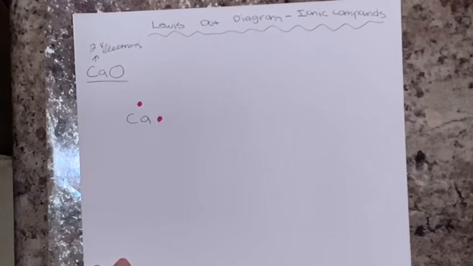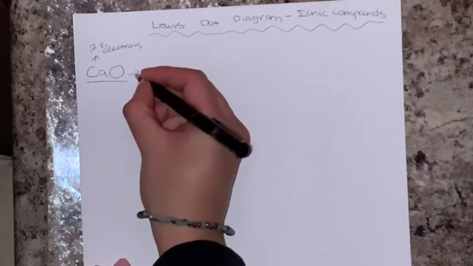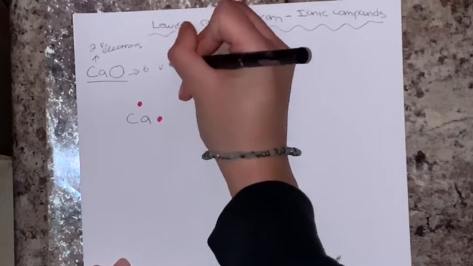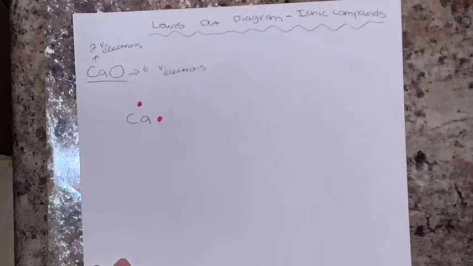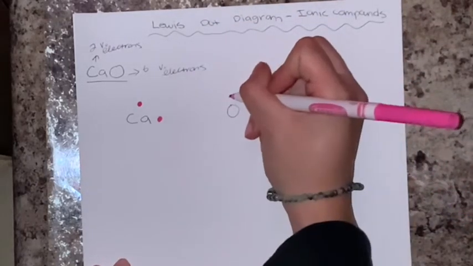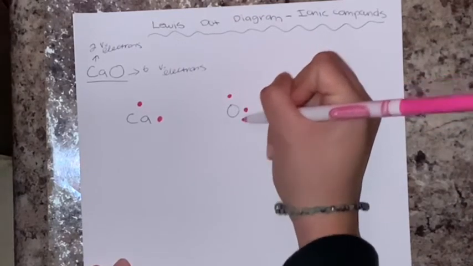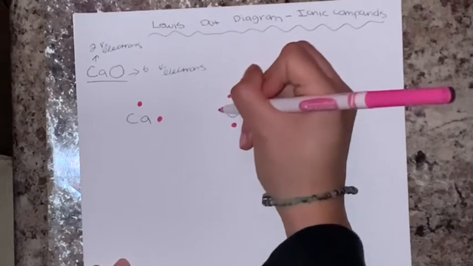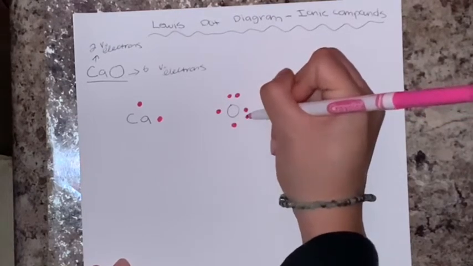And next we're going to draw oxygen. And we're going to put oxygen's chemical symbol in the middle. And oxygen has 6 valence electrons. So we're going to draw those 6 valence electrons around oxygen. And before we make a pair, we always have to separate them in the 4 corners and then make a pair like we did right now.